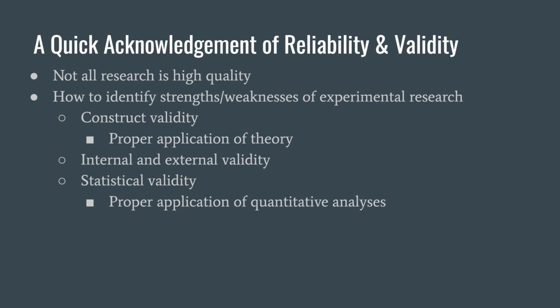And then finally, statistical validity. Here we're talking about, did they properly apply statistics based on the data and the variable attributes? So, you know, if the paper is using ordinal data, did they use the proper statistics to analyze ordinal data, for example? If they have non-normal aspects to their data, are they using the proper statistics to deal with that?